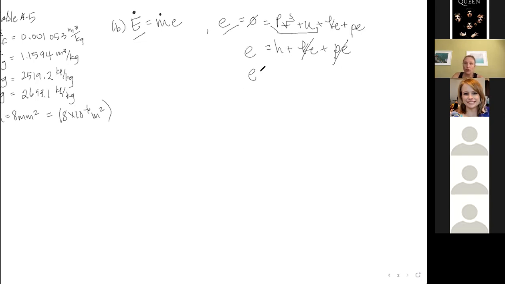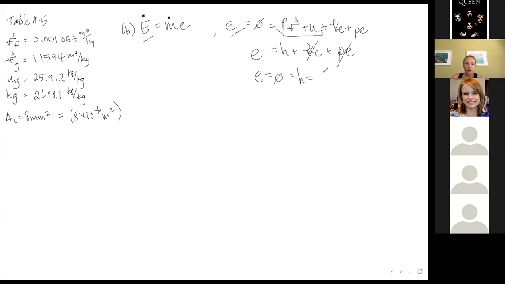So our specific energy of our fluid flow is going to be equal to our enthalpy, which we know to be 2,693.1 kilojoules per kilogram. So this is per unit mass. This is our fluid flow energy, our specific energy per unit mass.